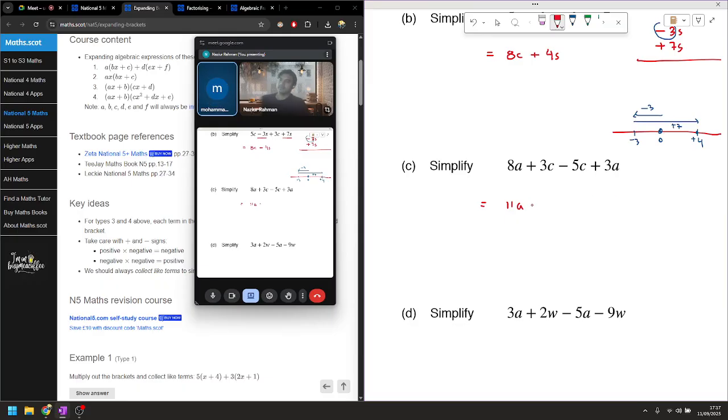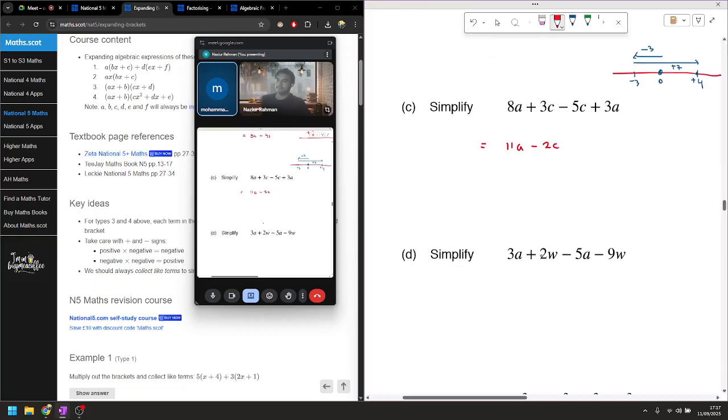Minus 2c. Yeah, good. That's it. Alright, let's keep going.